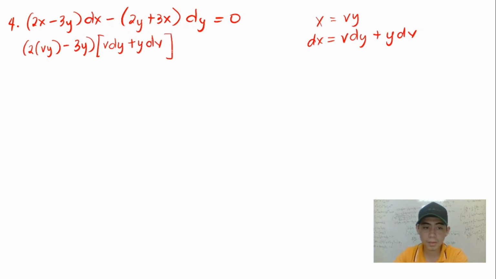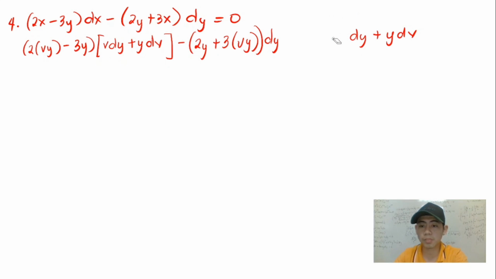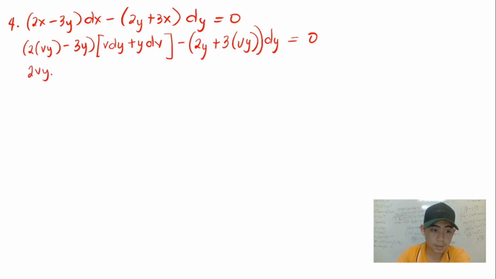Okay? Minus 2y plus 3 times vy. Okay? Times dy. Burahin na natin to, mga lods, no? Kasi hindi kakasya. So, tandaan nyo na lang yung mga formula na nabanggit natin. Okay? Is equals to 0. Okay? So, again, i-distribute natin mga dapat i-distribute. So, 2vy minus 3y, foil method pala to, mga lodi. So, eto, i-multiply natin dito. Okay? So, diretso na natin, mga lods, no?